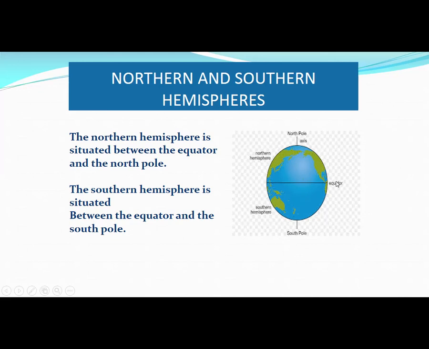Okay, this is your equatorial line, the equator. The northern hemisphere is situated between the equator and the North Pole. This whole area is called the northern hemisphere. So the northern hemisphere is lying from the equator till the North Pole, and the southern hemisphere is situated between the equator and the South Pole. So this whole area, the half of the globe, is called the southern hemisphere.